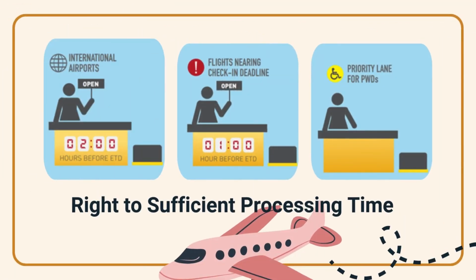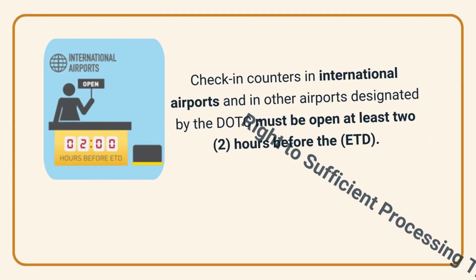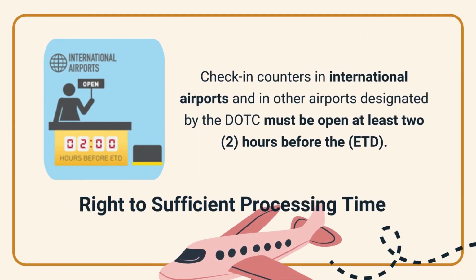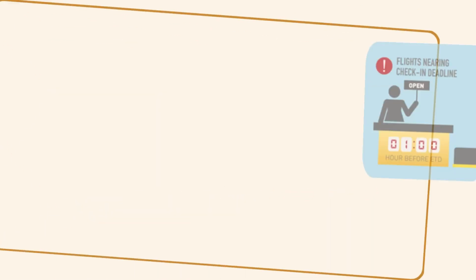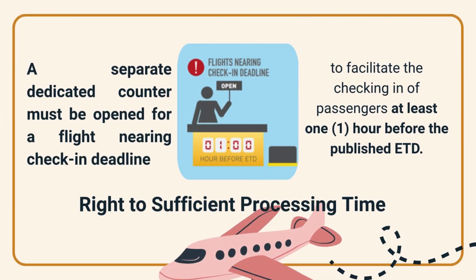Right to sufficient processing time. Check-in counters in international airports and in other airports designated by the Department of Transportation and Communication must be open at least 2 hours before the estimated time of departure. A separate dedicated counter must be open for a flight nearing check-in deadlines to facilitate checking of the passengers at least 1 hour before the published estimated time of departure.